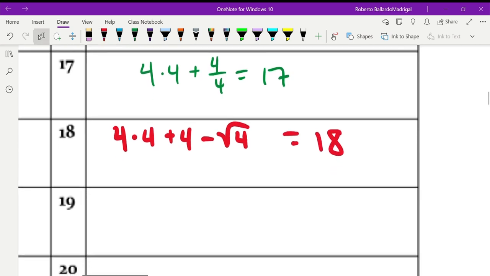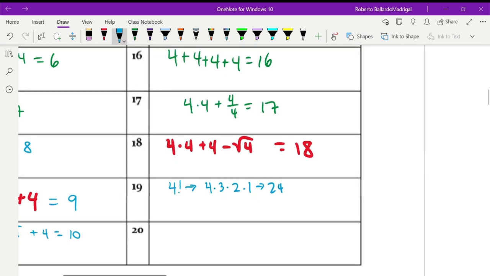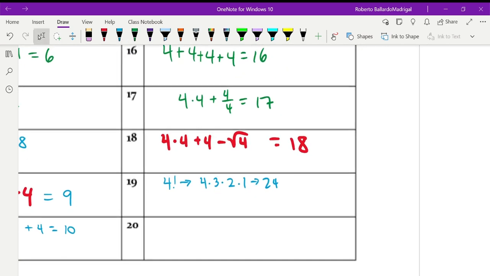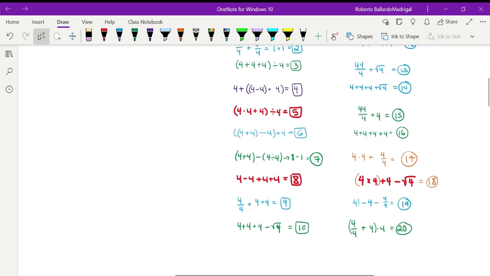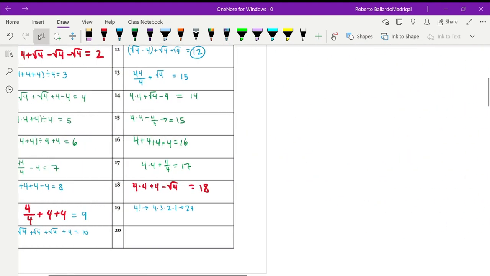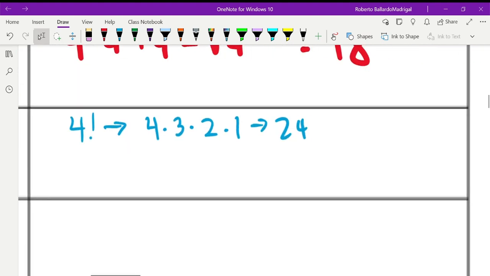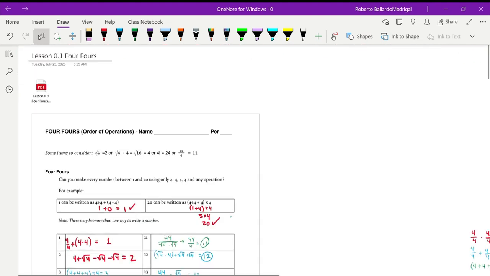All right, 19. Anyone get 19? Okay. We're going to have to use 4 factorial here. What 4 factorial means is 4 times 3 times 2 times 1, which is 24. You guys probably don't know what 4 factorial is. So once again, 4 factorial is 4 times 3 times 2 times 1, which is 24.